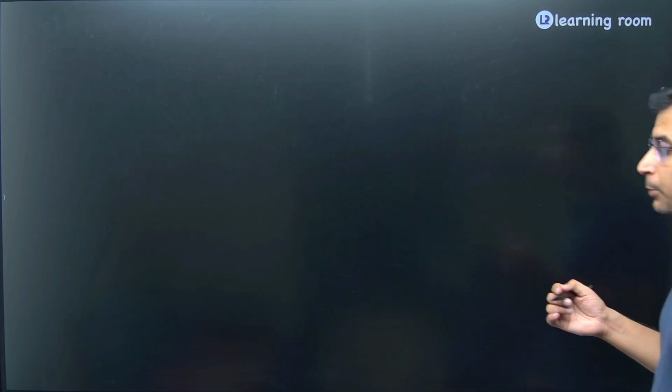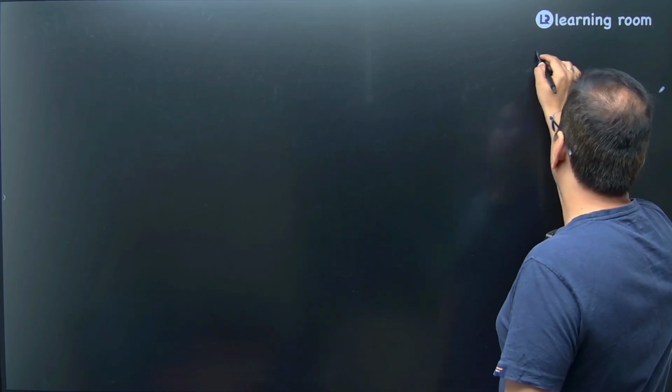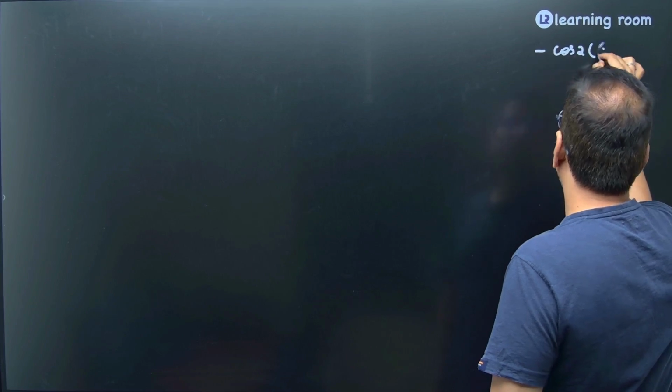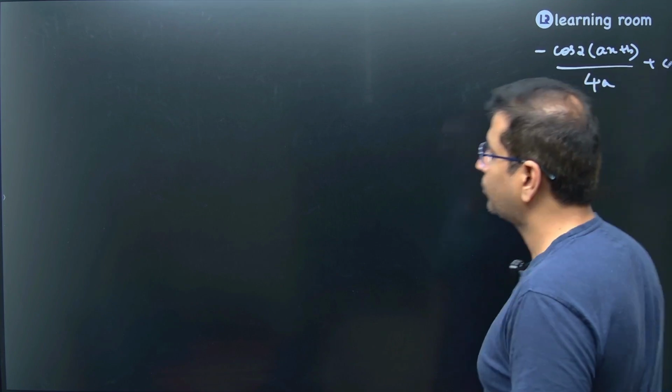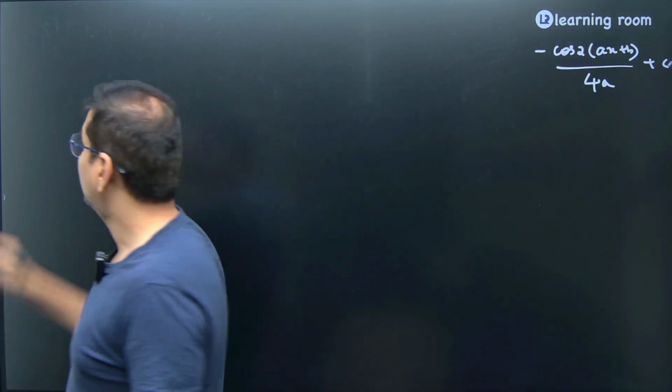When we solved the problem using method 1, we got the final answer as minus cos of 2 times ax plus b, the whole divided by 4a plus c. Now let's approach with another method.